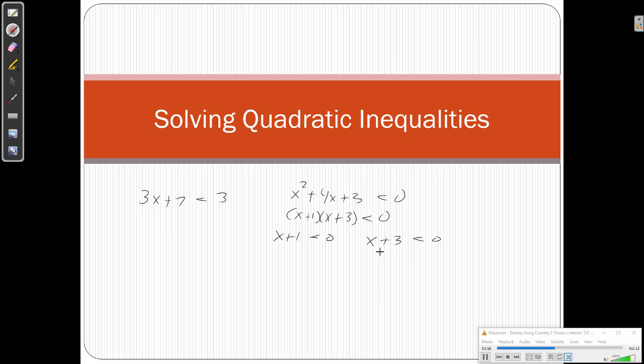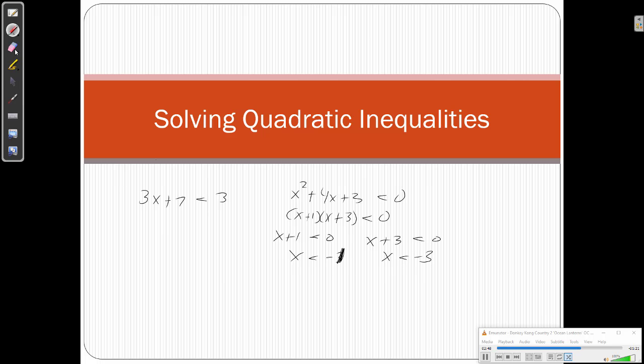Well, the truth is it is not, and if you actually check your answers, you can tell, because you plug in -4, you would get -3 times -1, which would be positive 3, which would not be less than 0. So this wouldn't be true at all.